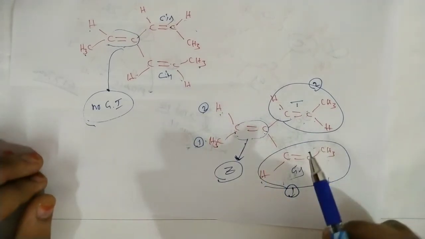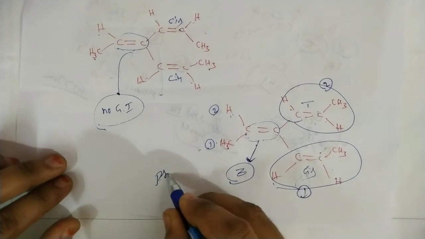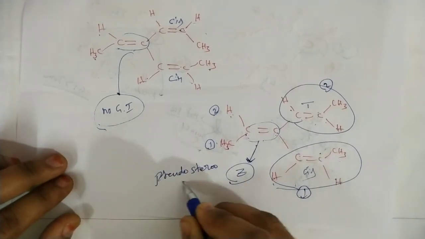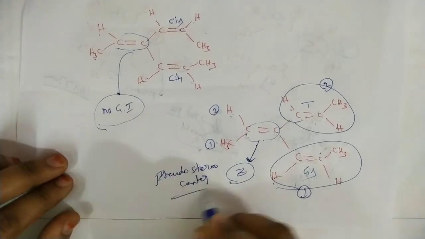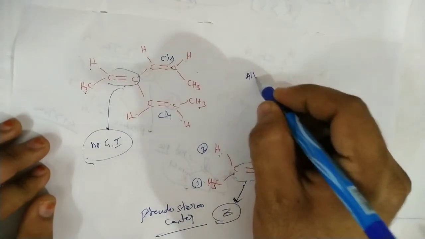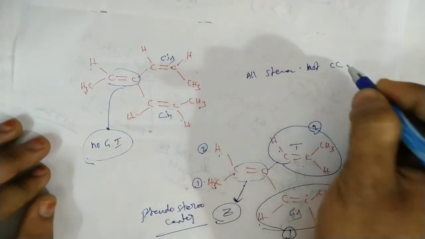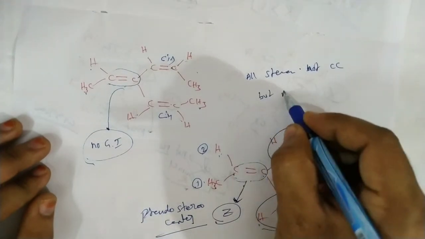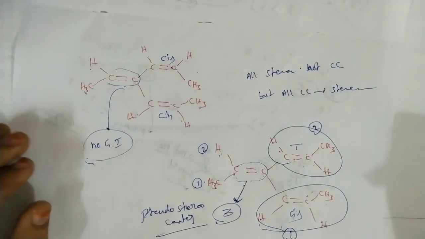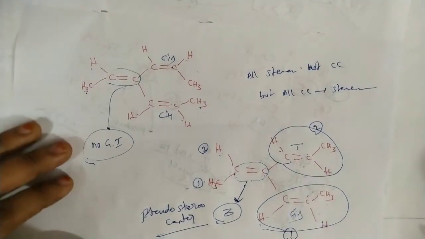So now we can say this is a pseudo stereo center. We can say this one is a pseudo stereo center because it's not actually a chiral carbon. All chiral carbons are stereo centers, but not all stereo centers are chiral carbons. Stereo center means here that it may be a C double bond C or it may be a chiral carbon.